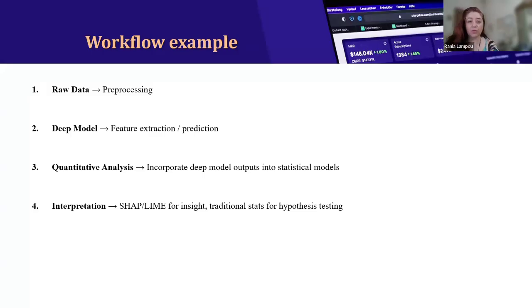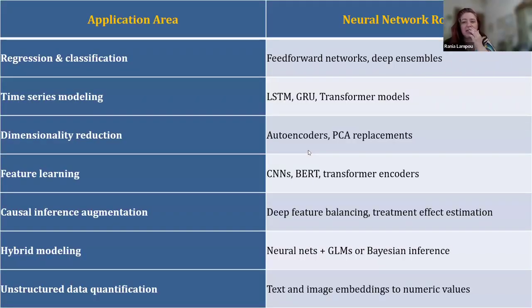An example of a workflow: you have the raw data, then pre-processing, then a deep module which does the feature extraction or prediction. Then you do the quantitative analysis, where we incorporate deep model outputs into statistical models, and then interpretation. Tools like SHAP or LIME are used for insight, with additional statistics for hypothesis testing. So the application area and the role of the neural network are what we mentioned right now.